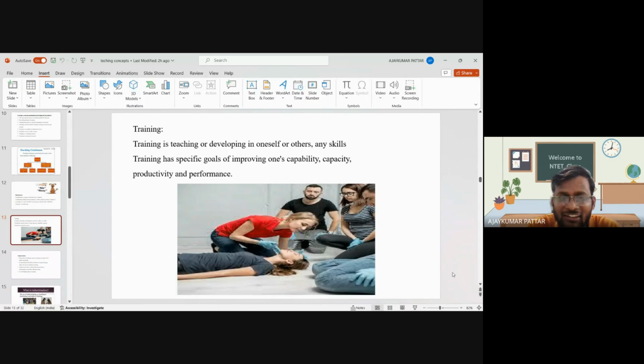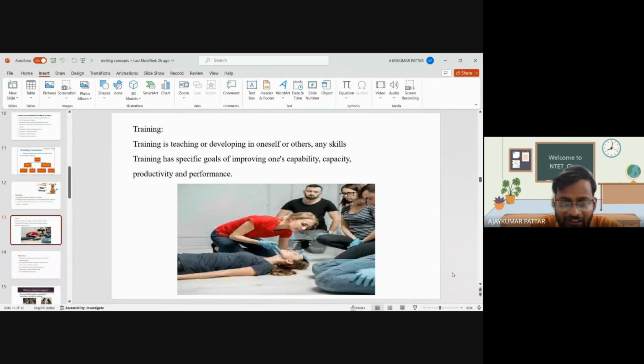Teaching will develop the skills, capacity, capability and performance, and productivity. If you simply tell that when a person is suffering from MI, you will push the chest like this, you will do mouth to mouth breathing like that, if you only teach, that will not lead to productivity and performance.